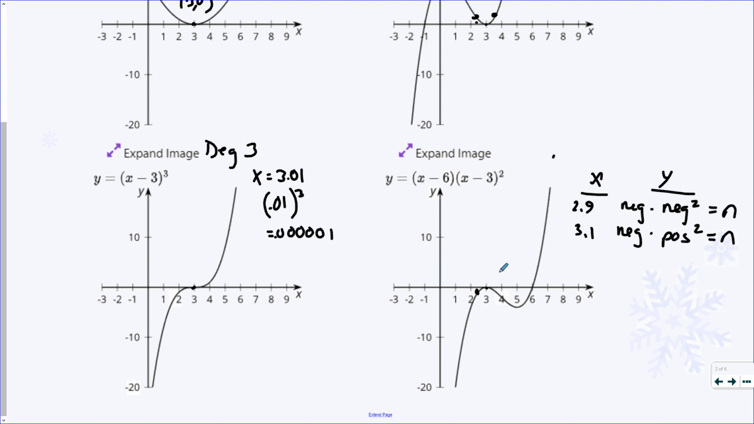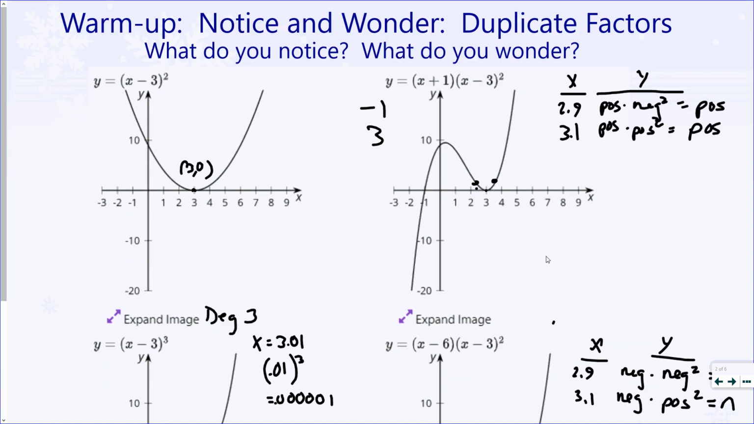So here's the big piece of understanding. In a polynomial, if you have a factor that's a solitary linear factor, so an x plus 1, an x minus 6, there's no exponent on it, it's just a solitary x, the function will pass through the point that's listed. So if you see a factor of x plus 1, it will pass through negative 1.